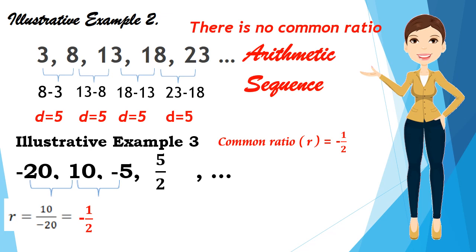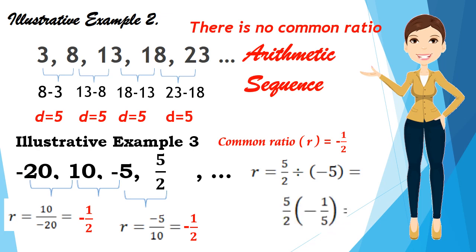Then the next two terms, you have negative 5 divided by 10, so you have the common factor of 5. So, negative 5 divided by 5, the answer is negative 1. And then 10 divided by 5, the answer is 2. So, since you have the negative sign, the answer is negative 1 half. And for the last two terms, 5 halves divided by negative 5. In this case, again, you encounter fraction. So, again, you are going to get the reciprocal of the denominator. So, what is the reciprocal of negative 5? So, that is negative 1/5.